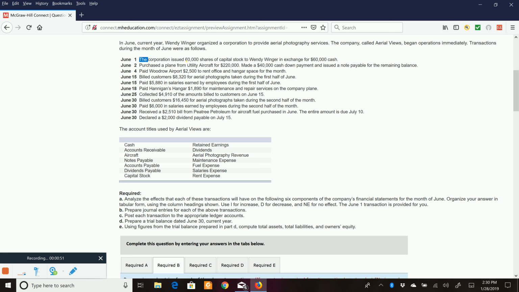So June 1st, and we can see this is typically the first journal entry of any given organization when it starts to be in existence. Number one, the corporation issued 60,000 shares of capital stock to Wendy Winger in exchange for $60,000 cash. So what's going on here is there's an individual, Wendy. She's giving $60,000 cash of her personal funds to the business. In exchange, the business is going to give her ownership shares or stock in the business.